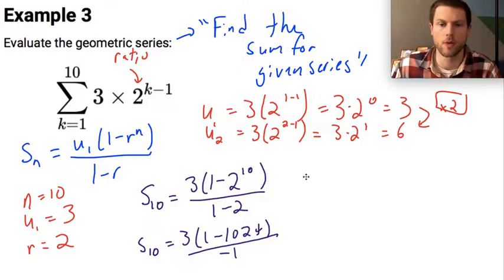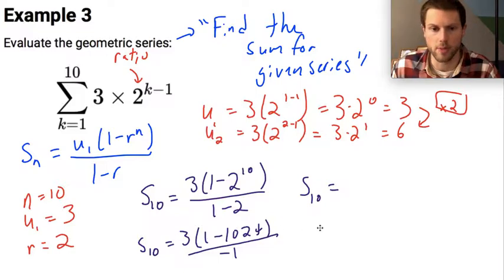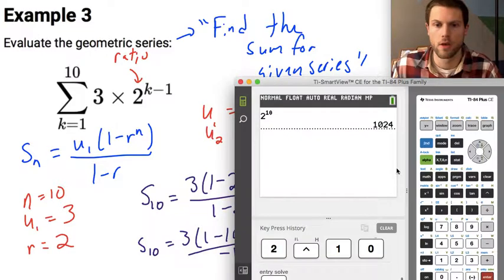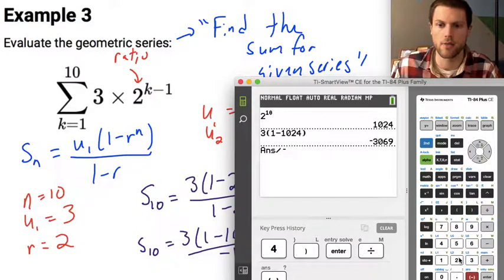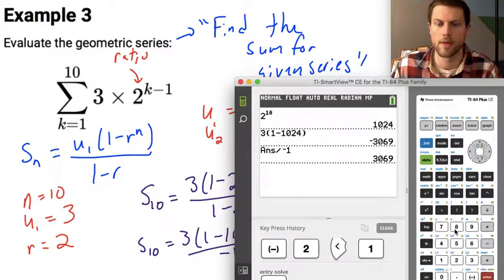And really, at this point, I might as well just punch this into the calculator since I'm going to be multiplying this by a large number anyway. So this is going to be 3 times 1 minus 1024, and that is all going to be divided by negative 1. And that should be 3069.